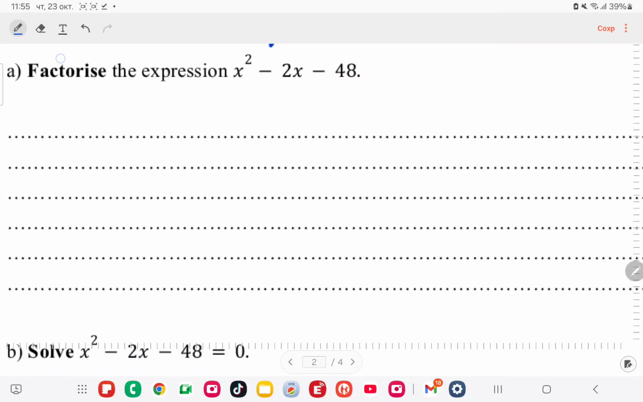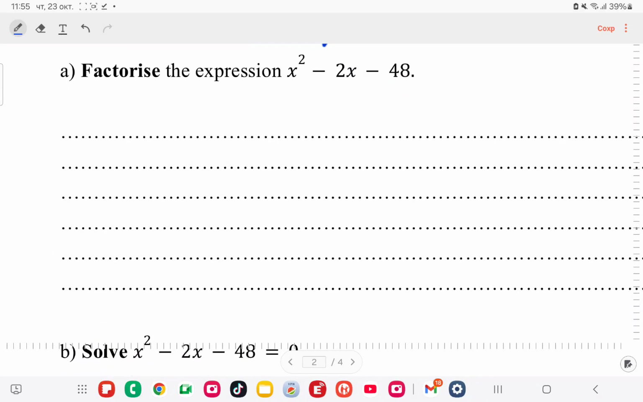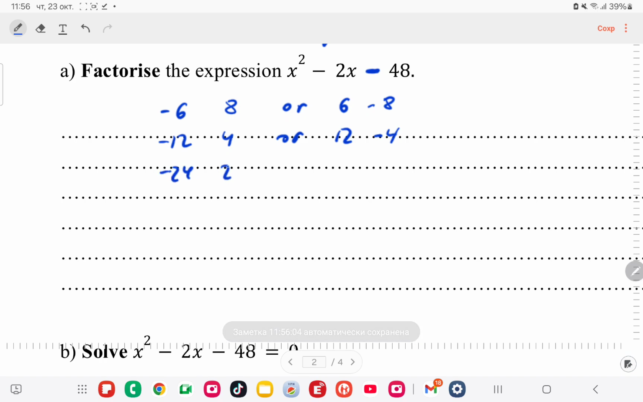It says that we should factorize the quadratic trinomial x squared minus 2x minus 48. So there is a minus here, which means the two numbers have opposite signs. We have to find two factors that give 48 in the product. So 6 and 8, for example, but since it is negative, it should be negative 6 and 8 or 6 and negative 8. Then let's list all of them: negative 12 and 4, or 12 and negative 4. Then negative 24 and 2, or 24 and negative 2.